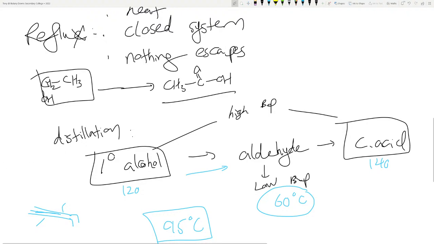Okay, so on reflux and distillation, are we supposed to recognize the difference between fractional distillation and normal distillation? No, not required. And additionally, could you please explain dissolvability of molecules in water? Okay.